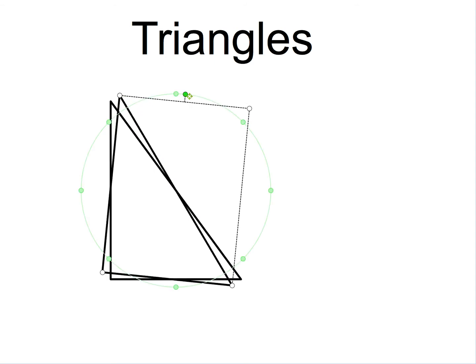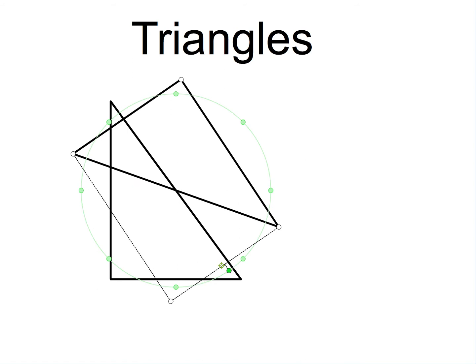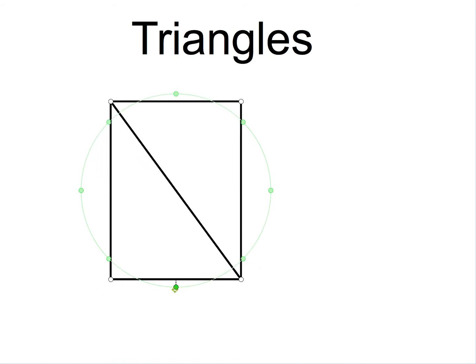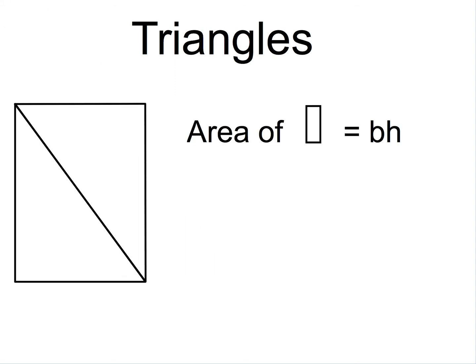So if I take that top triangle and I spin it around, and if I can line these up perfectly, you could see that those two triangles create a rectangle. So we know that a triangle is half of a rectangle. So let's keep that in mind when we think about the formula.